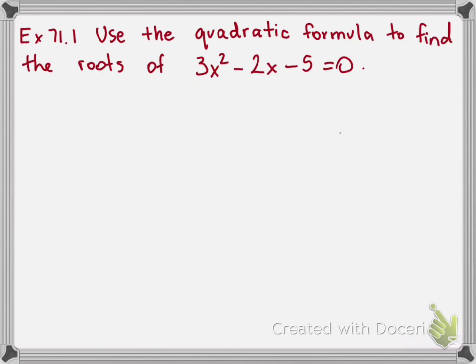So let's look at the first example and see what we need to do. First, we need to make sure that this is in order. And in this case, it's given in order. So let's identify what is a, b, and c. In this case, a is 3, b is negative 2, and c equals negative 5. Then we're going to write our formula.